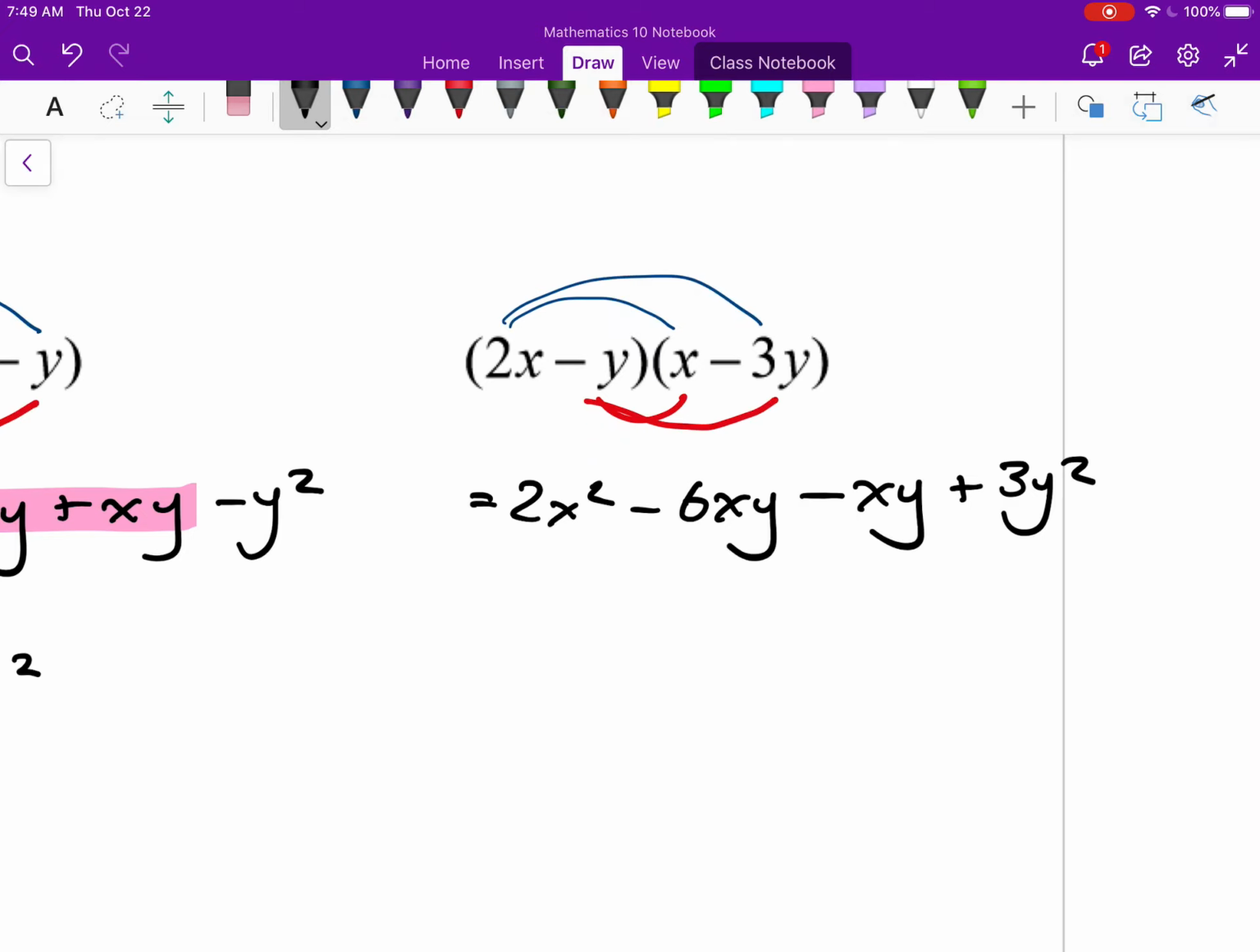So positive 3y squared. And again, I have these like terms. And again, it may be helpful to put a 1 right there. And I have negative 6 take away 1. Negative 6 take away 1 is negative 7. And there's no other like terms. Notice in this case, every question that I've worked out has had exactly one pair of like terms. That is quite common. Like I said, it's not always going to happen, but it is quite common.